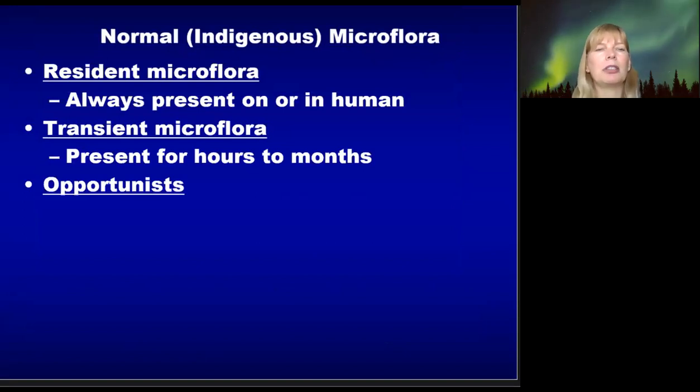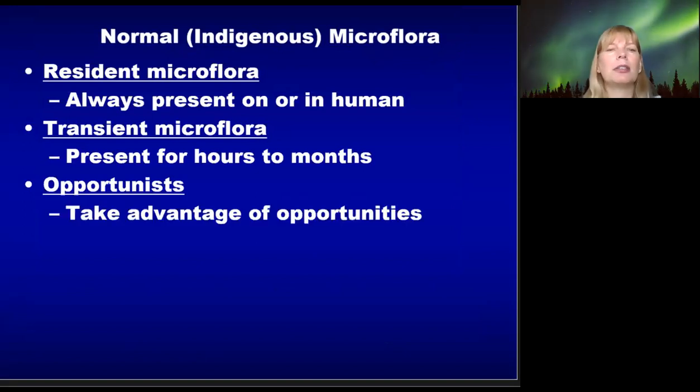And then the opportunists are the ones that you have to be careful about, because those are the ones that tend to cause problems. Typically when we say the word opportunist, it has a negative connotation because they're taking advantage of certain situations where they can gain the upper hand, get access to better nutrition, and start to reproduce to high levels, and that often can cause disease in our bodies.